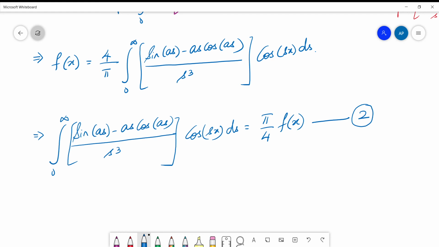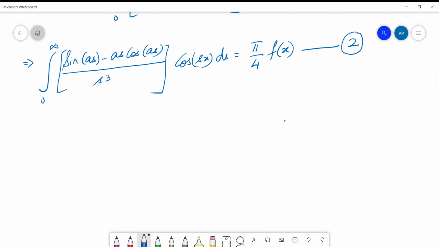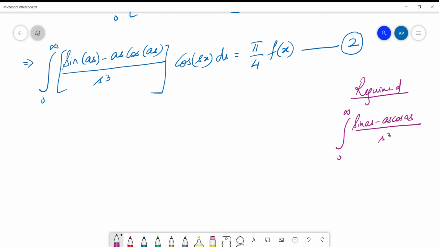Now look at the question that he wants. The question he wants you to prove is the integral 0 to infinity. Let me write it down here for you. Now what is the required integral? It is integral 0 to infinity sine as minus as cos as divided by s cube. Don't you agree this is already there? So it's already here. And multiplied by what? Cos of as by 2 ds he wants is equal to some result he wants you to prove.